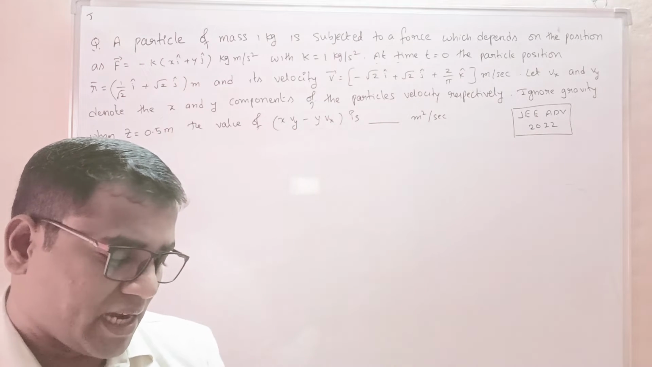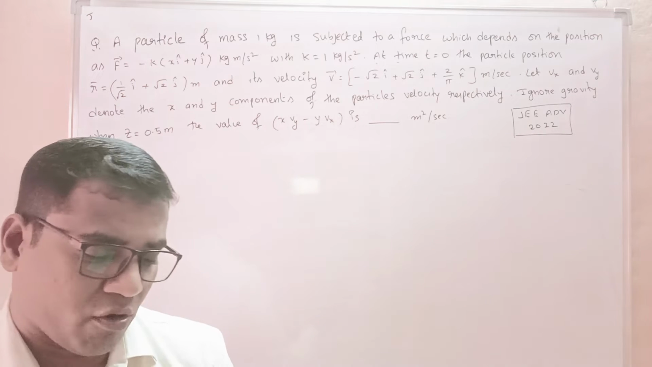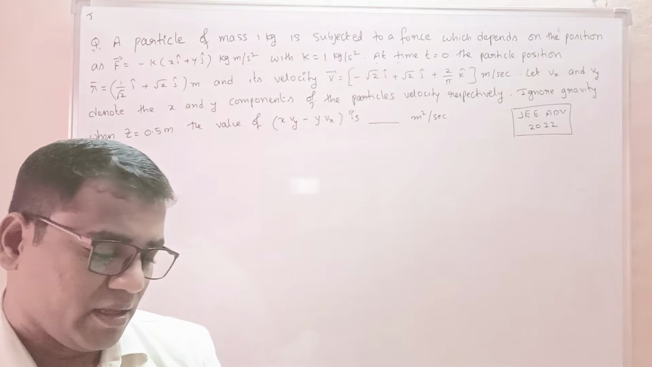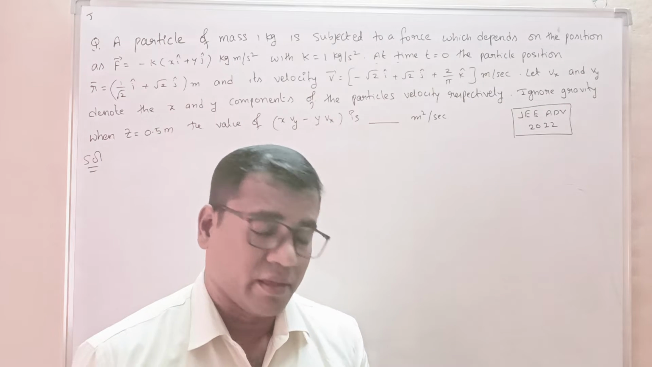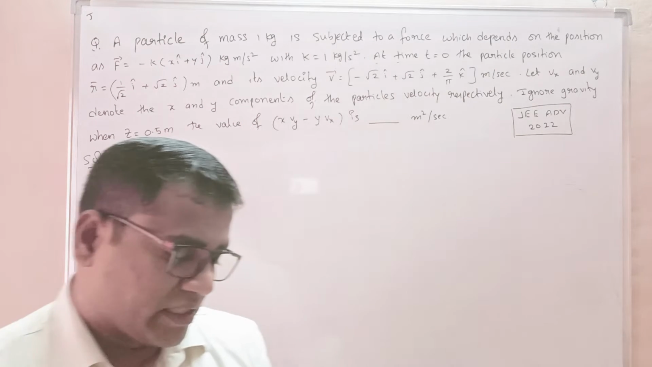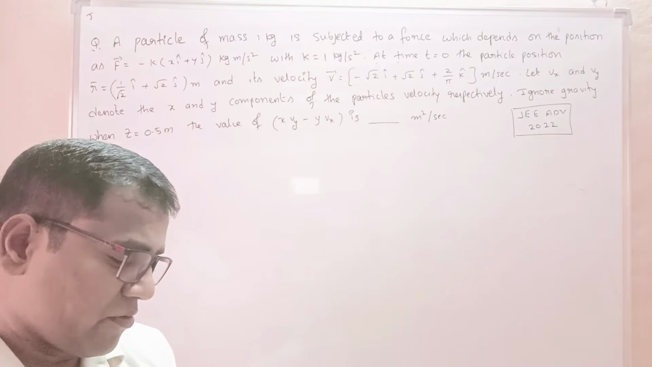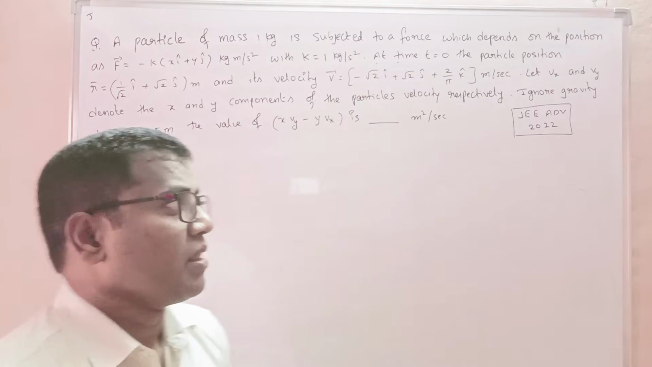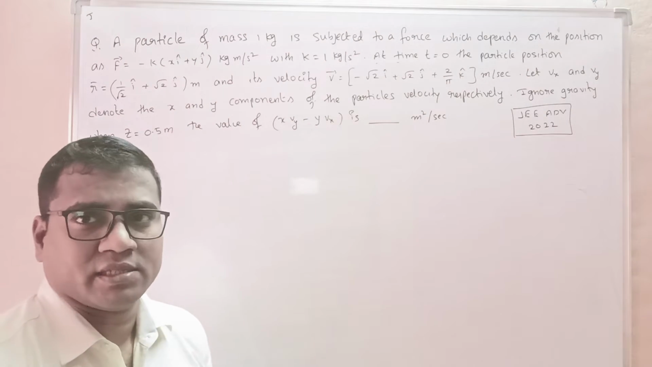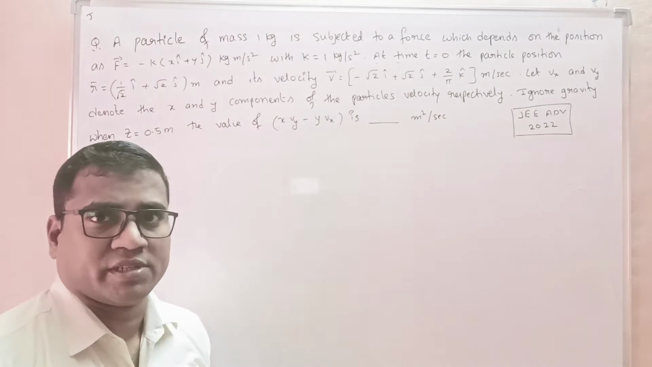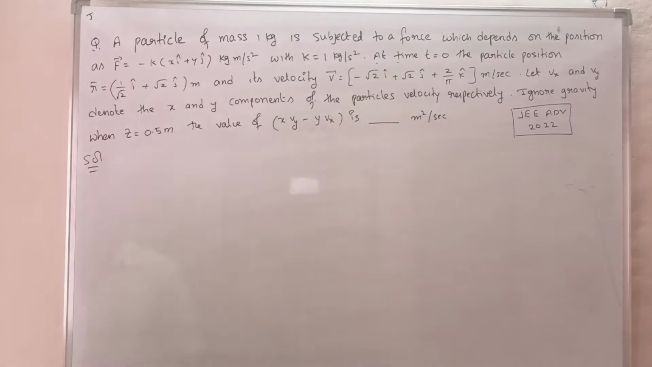Let Vx and Vy denote the x and y components of the particle velocity. Ignore gravity. When z = 0.5 meters, the value of x Vy - y Vx is? This question was given in JEE Advanced 2022 based on vectors, and it is a nice question actually. Now we'll see how to solve.